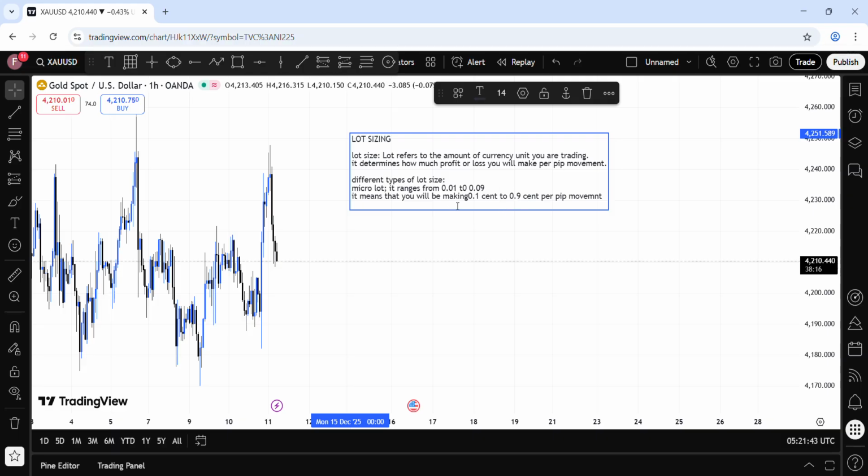So if you use 0.01 lot size, it means that as the market is moving, you're making 0.1 cent. If you use 0.02, it means you'll make 0.2 cents. If you use 0.09, it means you'll make 0.9 cents per pip movement. So for every movement the market makes, your lot size will tell you how many cents you are going to make. Do you understand me?